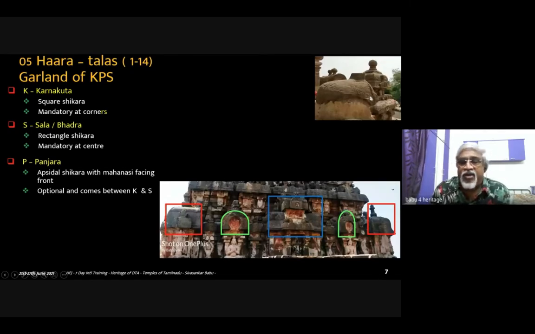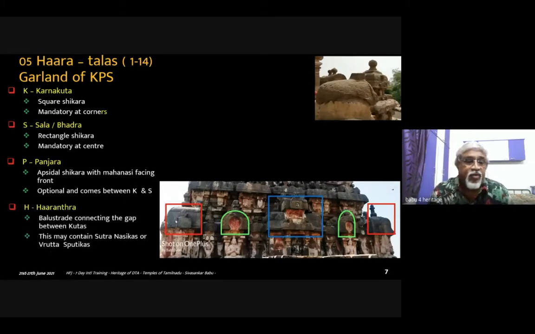And this is optional. And normally the rule for Panjara is that it always comes in between these two. So it doesn't come in the center or in the corner. So the combination of these three, we can have many structures depending on the width of the temple.